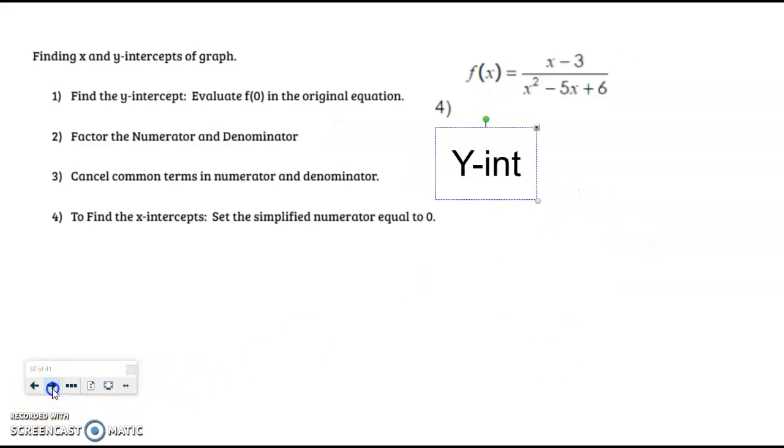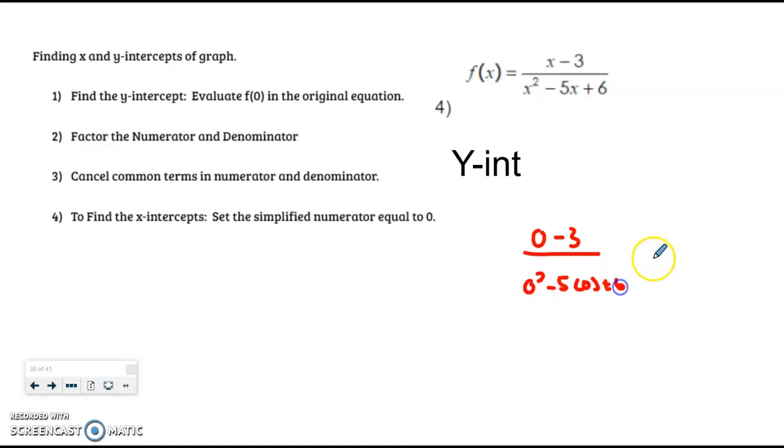All right, so let's look at this next one. Finding the y-intercept, that's what we want to find first. So we're going to plug 0 into this equation. So I got 0 minus 3, and then I got 0 squared minus 5 times 0 plus 6. Well, it looks like I'm going to get negative 3 over 6, which is negative 1/2. So in this case, I do have a y-intercept, and it's going to be at 0, negative 1/2.